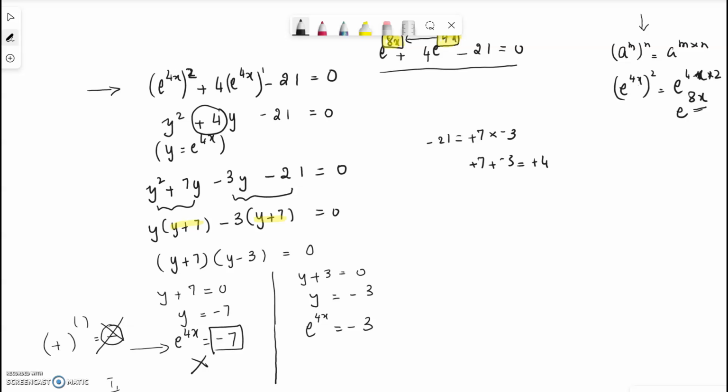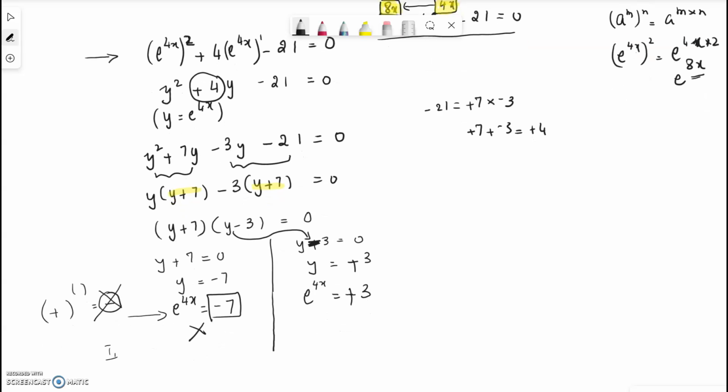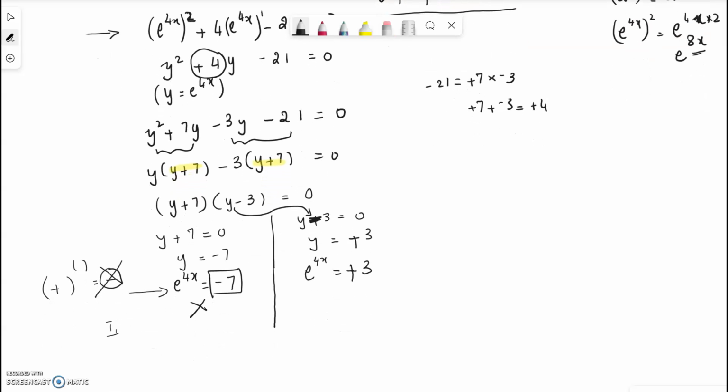I'm sorry, that should have been a positive 3. Please let me make this correction here. That's a y minus 3, so that should be a positive 3. e to the 4x equals positive 3. Now this seems like something that would give us a solution. We have to solve the exponential equation e to the 4x equals 3.